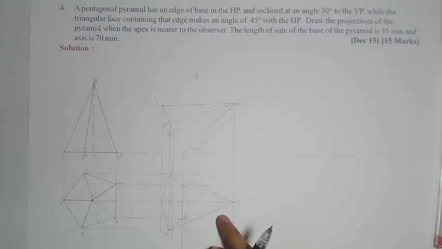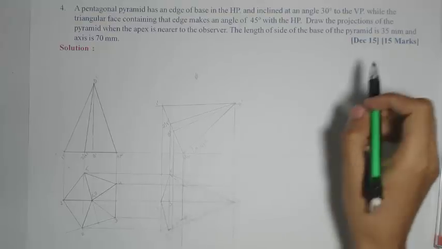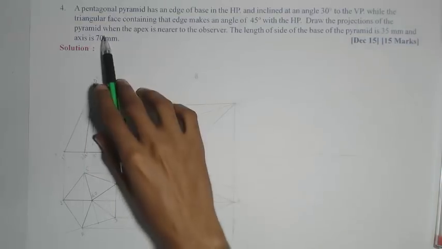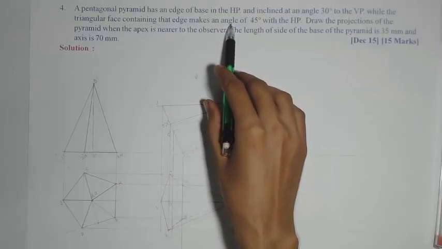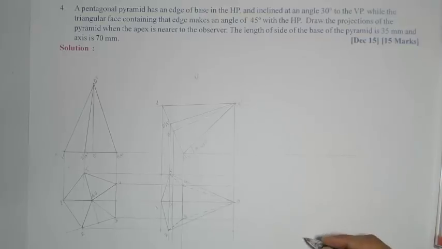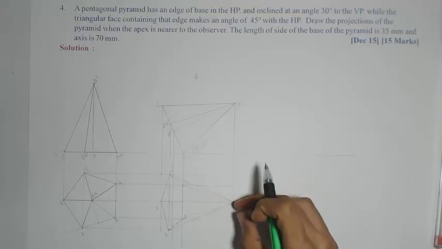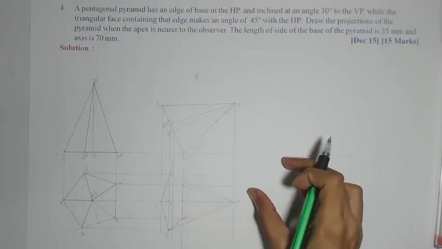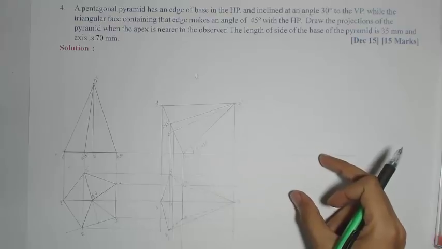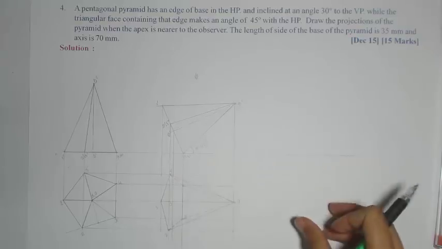But while rotating this top view we need to consider one more condition, because it is given that we draw the projection of the pyramid when the apex is nearer to the observer. Means when the observer is looking for the final front view, the direction will be here. So this apex should be nearer to the observer. So I need to tilt like this. So this will come down and this base will go up. Okay. So I will tilt this edge of the rectangle at a 30-degree inclination and we will redraw this.